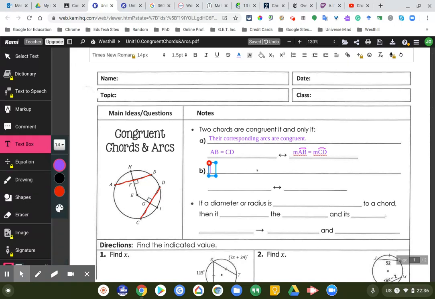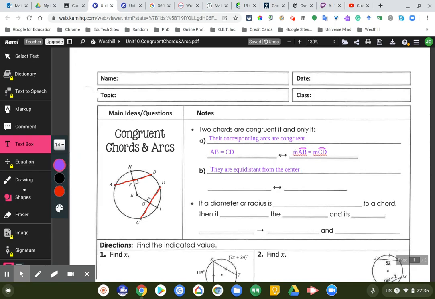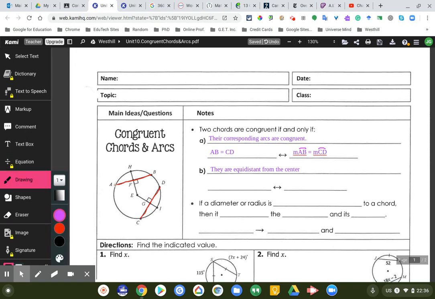And it says, see what B says. They are equidistant from the center. Okay, equidistant from the center. I didn't draw a little thing up here from before, so let me draw that first. So that little thing, AB. Now we're going to take a look at this arc, and you can correct me if I'm wrong, but this arc is equal to this arc. That's good enough. And they're equidistant from the center.